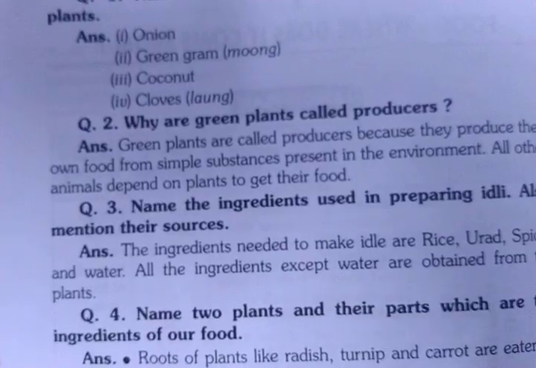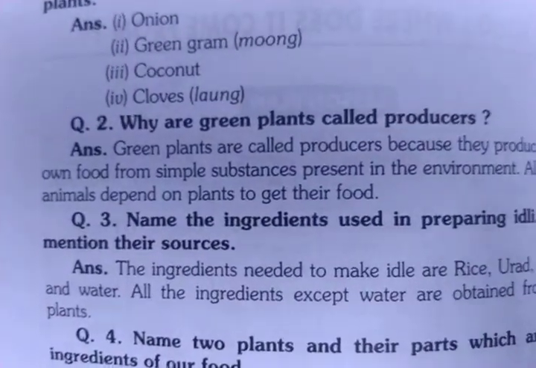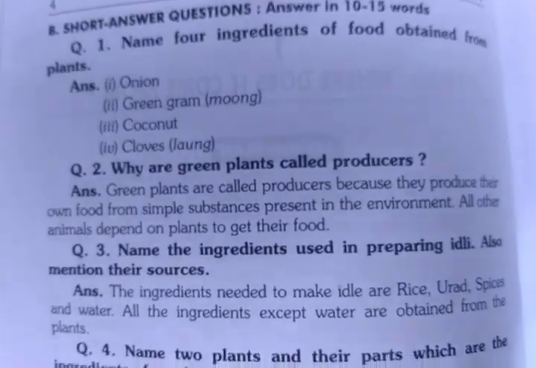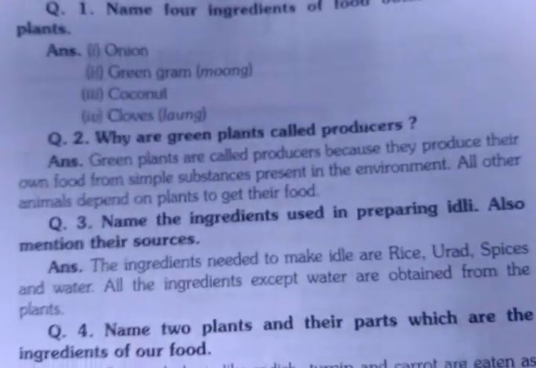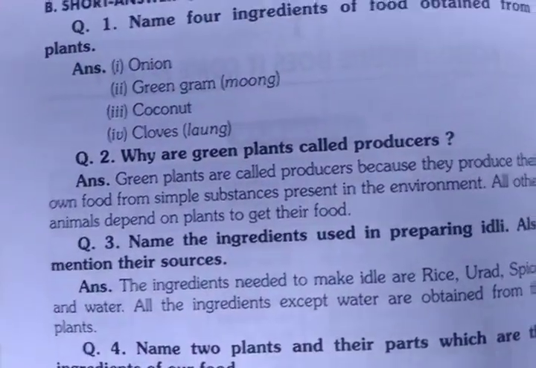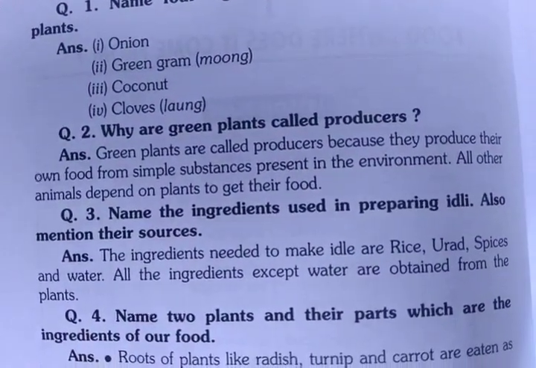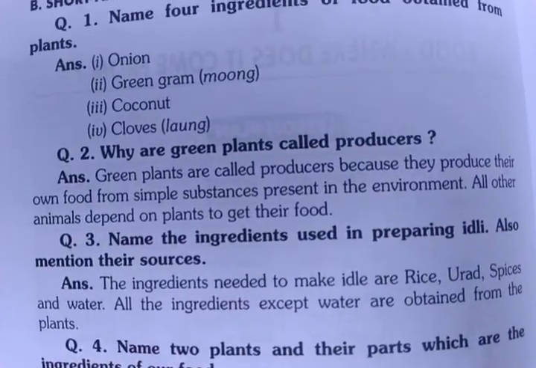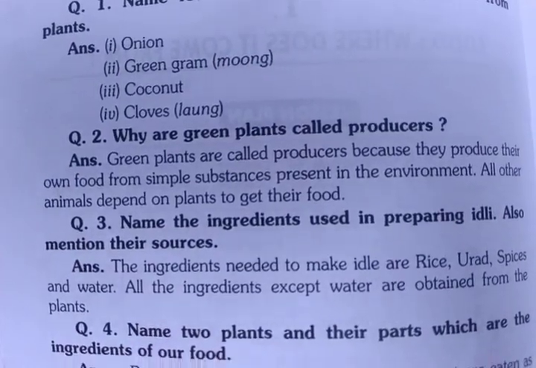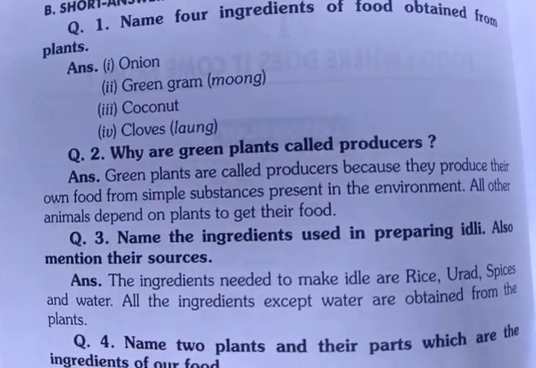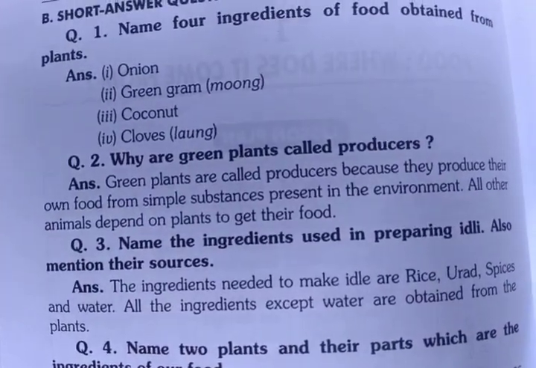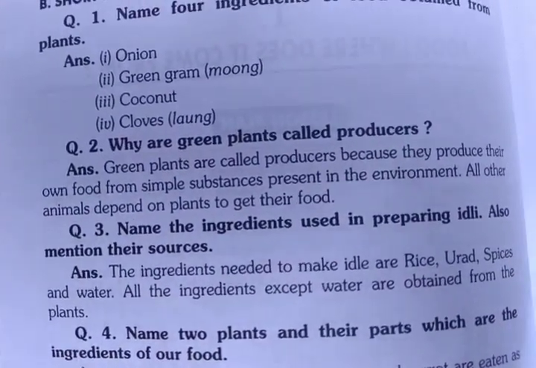Now the second question, why are green plants called producers? Very important question. I hope this will come in unit test 1. So you have to write this answer and learn it also. Green plants are called producers because they produce their own food from simple substances present in the environment. All other animals depend on plants to get their food. Just understand, these are the only living organisms which prepare their own food. That's why they are called autotrophs also, and they are called producers.